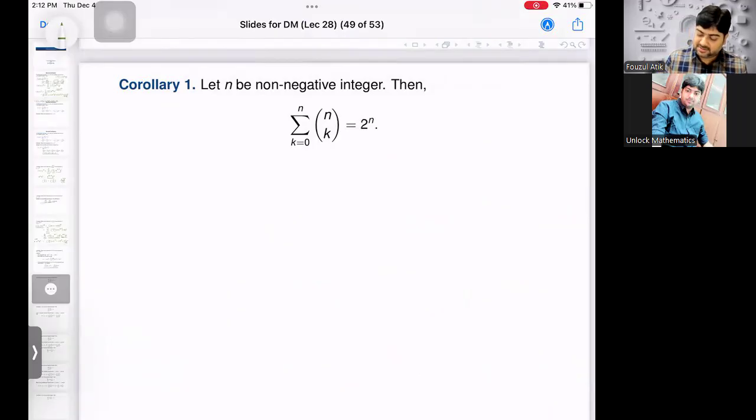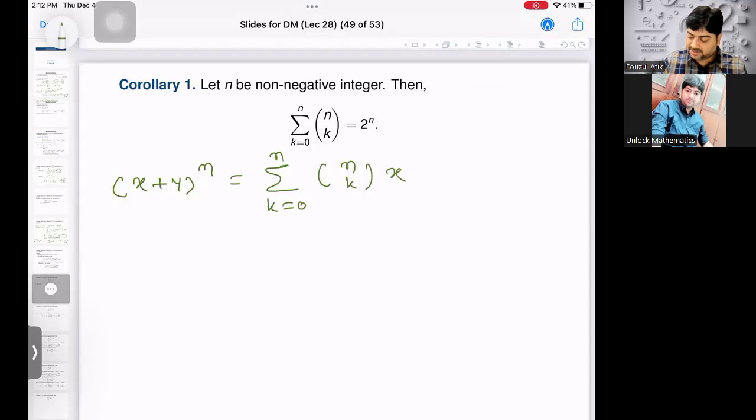How? The binomial theorem says (x plus y) whole to the power n is equal to the summation of nCk x to the power n minus k into y to the power k. This is the binomial theorem. Now put some particular value so that you will get this expression. What particular value will I put? Just put x equal to 1 and y equal to 1.